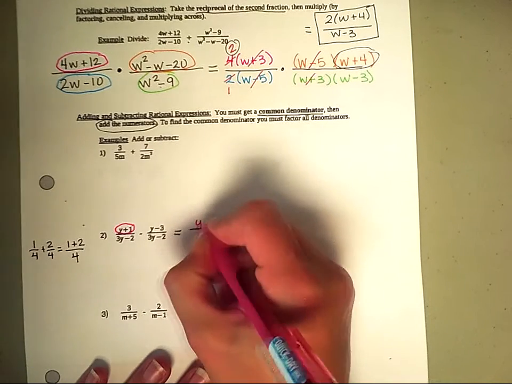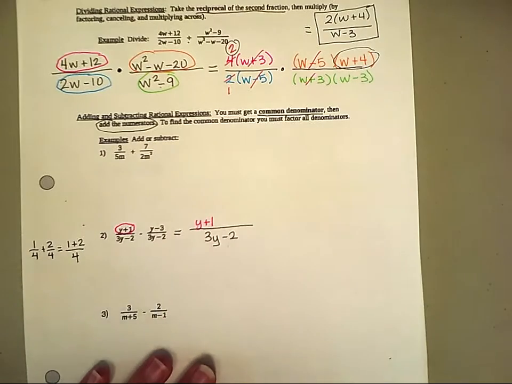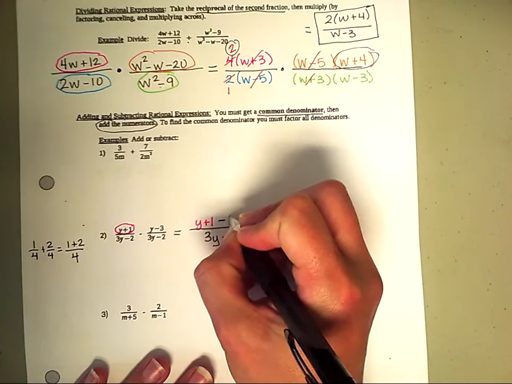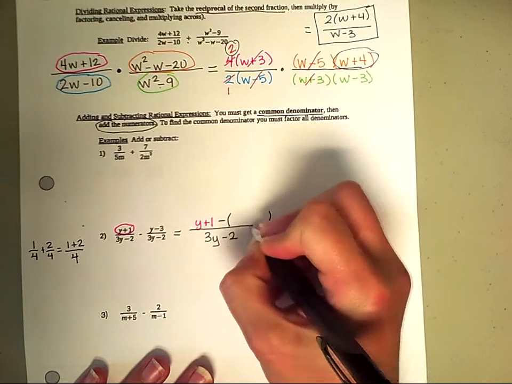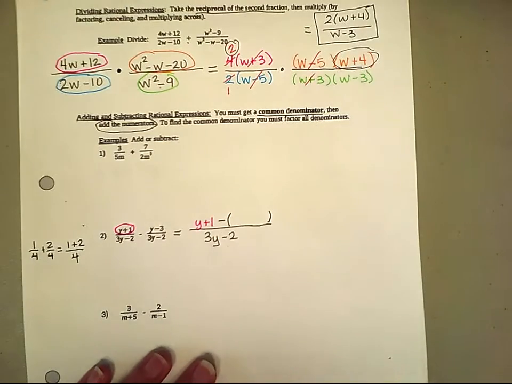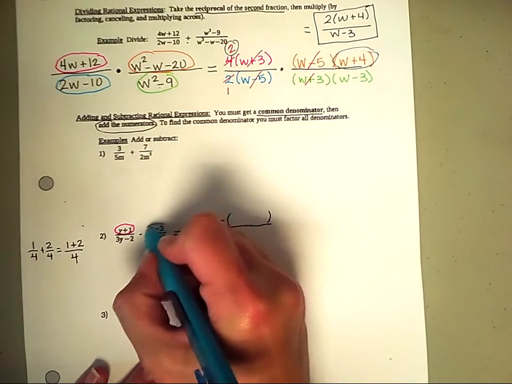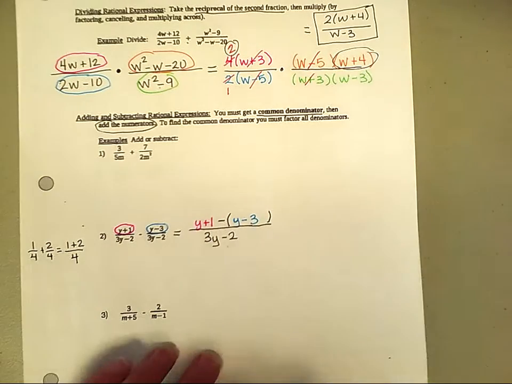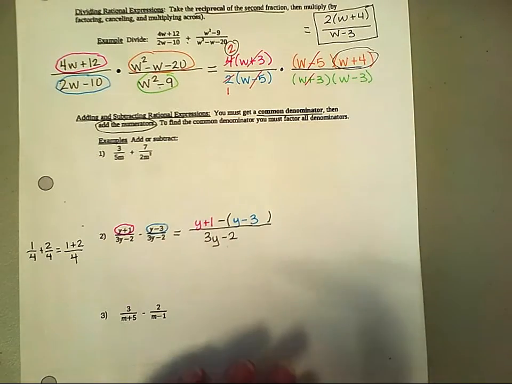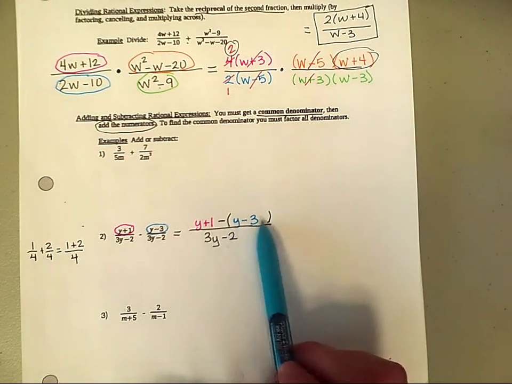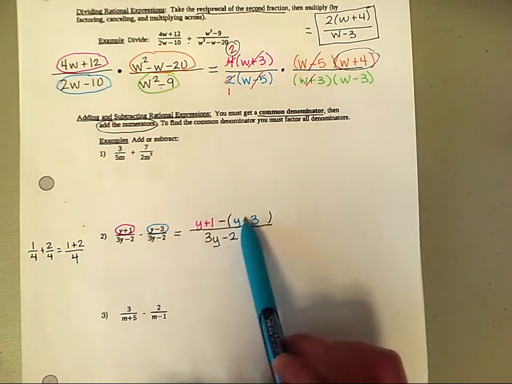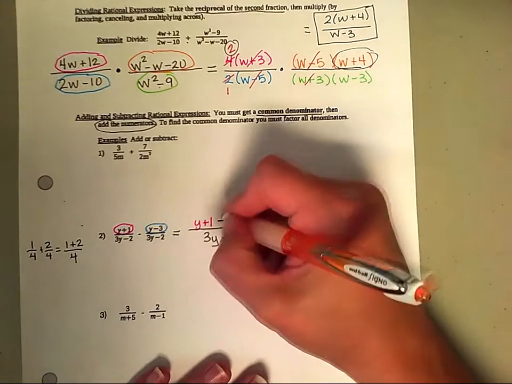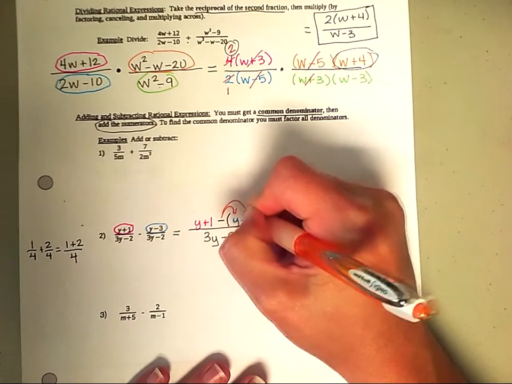Here's the numerator of the first, y plus 1. And then we're going to subtract. Now here we're going to have to be careful. Let's put in parentheses, because remember, we're going to be subtracting the second numerator. The reason I put the parentheses in is this is a polynomial, and when you're subtracting polynomials, remember that you have to distribute that negative.